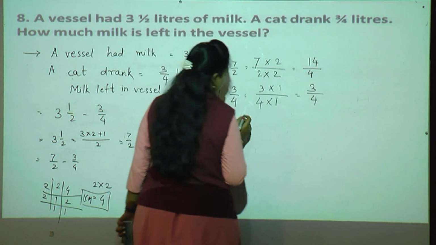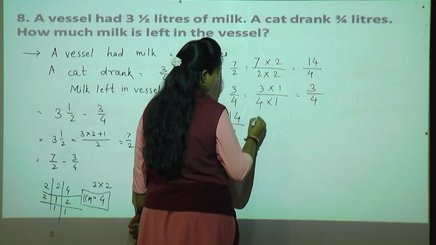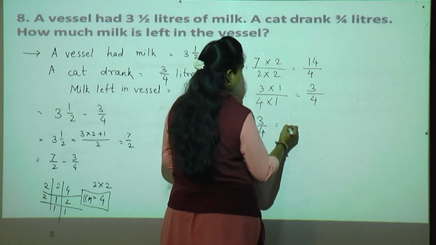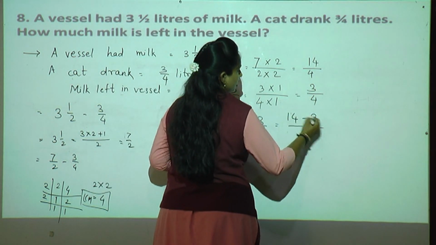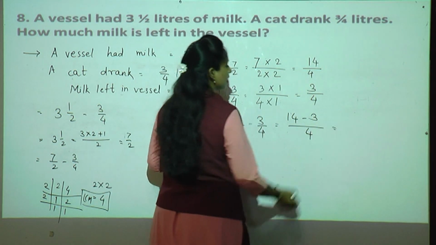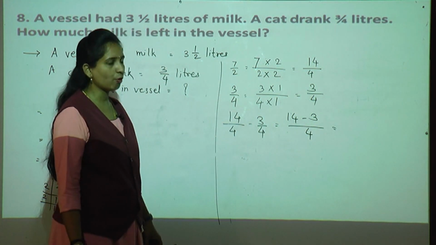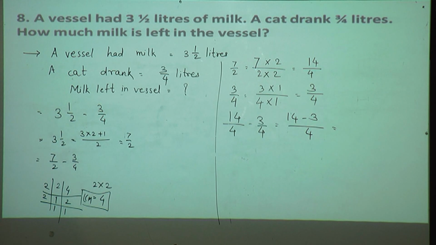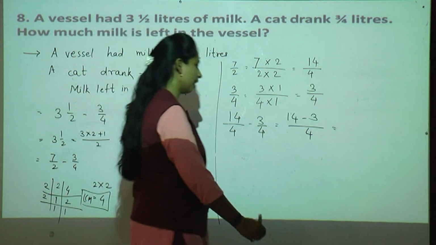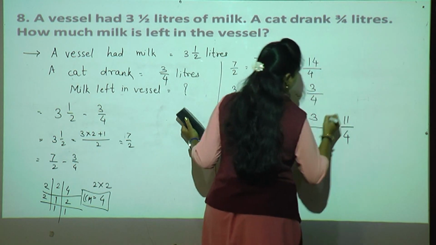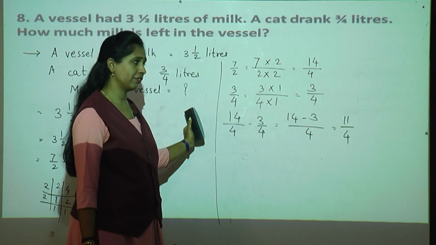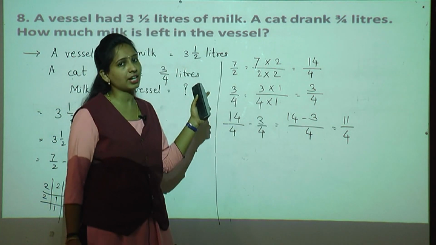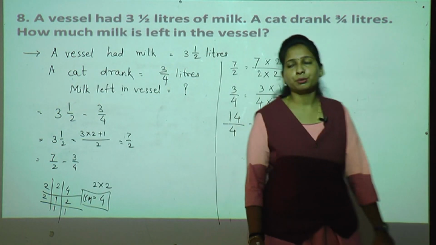Now we got both the denominators the same, so now we can subtract. 14 upon 4 minus 3 upon 4. Denominators are the same, so we can subtract the numerators and write the denominator once as it is. Now 14 minus 3 is what? Yes, come on, tell me. 14 minus 3 is 11, isn't it? 11 upon 4. Now this is not the final answer. When the question is given in mixed fractions, you have to convert the answer also into a mixed fraction.